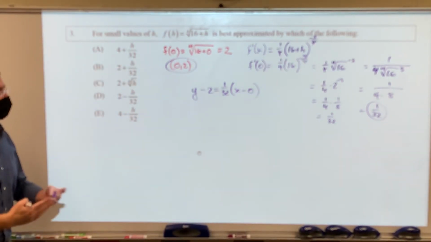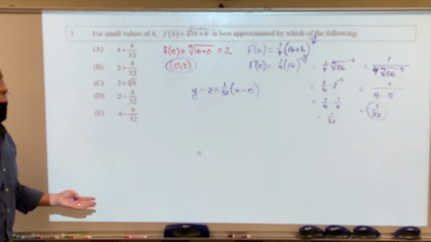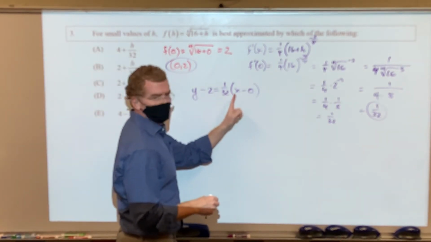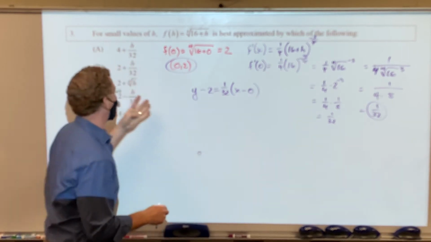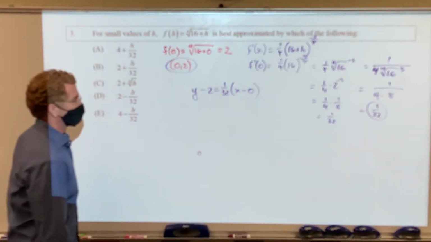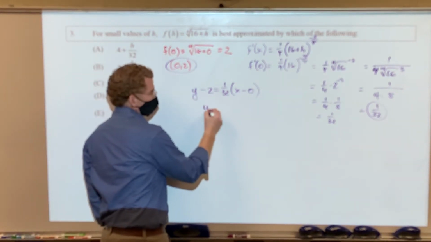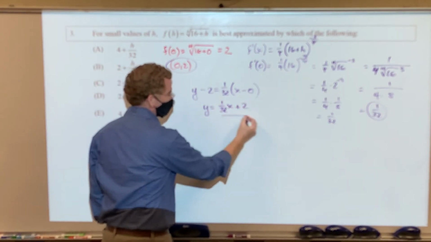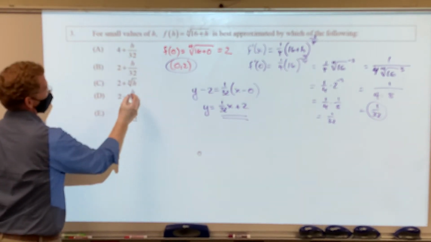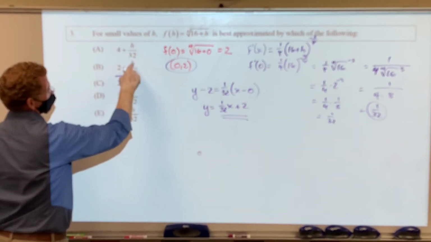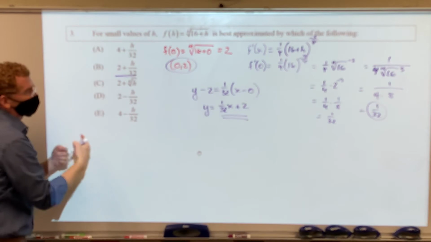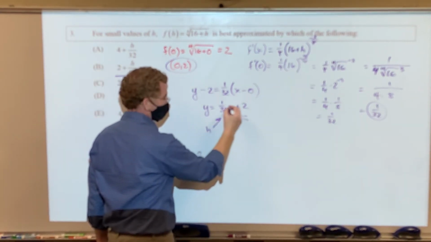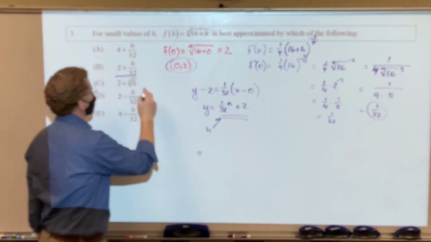So for small values of h, so for really tiny values, you would plug that really tiny value in here, wouldn't you? So what model right here approximates that? Well, it's a little ugly, but if I solved, I would get 1/32x plus 2. Well, that looks a whole lot like 1/32h plus 2 for small values of h. So when h is really tiny, you plug that in there and you get b.